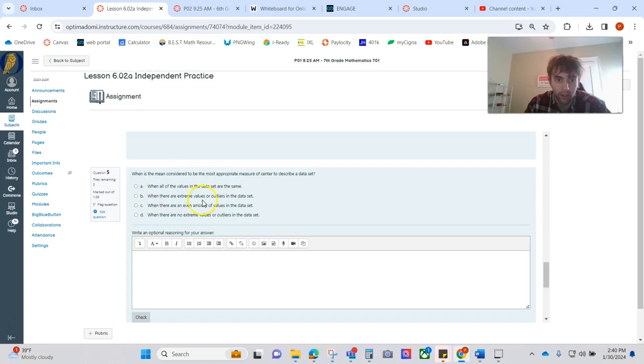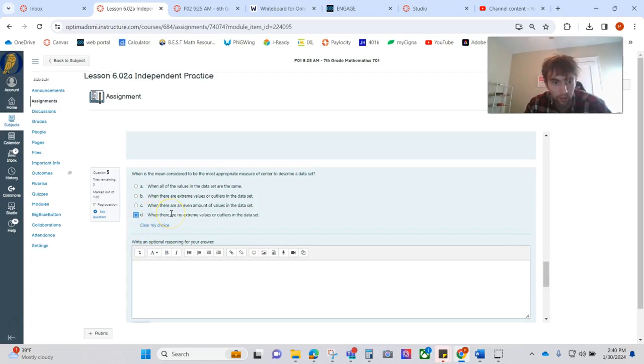When there are extreme values or outliers. Nope. When there are outliers, then we use median, not mean. When there are an even amount of values in the data set, that doesn't matter. We could have 10 numbers, 9 numbers, 17 numbers, and we could still use the mean, so that sounds wrong. When there are no extreme values or outliers. Okay, I think that, yep, when your data is almost perfect looking, then you use mean, because mean is best, but it only works if your data is perfect.